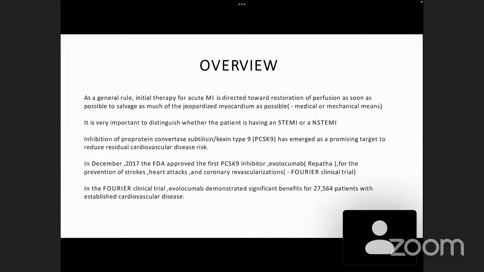The management. Overview of the management. As a general rule, initial therapy of acute MI is directed toward restoration of perfusion as early as possible. It is very important to distinguish whether the patient is having STEMI or non-STEMI. Inhibition of proprotein convertase subtilisin/kexin type 9, PCSK9, has emerged as a promising target to reduce the residual cardiovascular disease risk. In December 2017, the FDA approved it for the prevention of strokes, heart attack, and coronary revascularization.